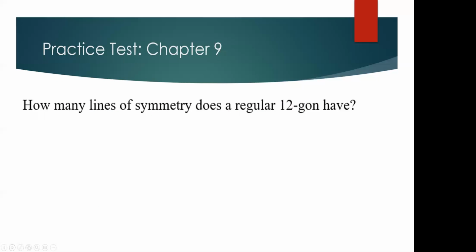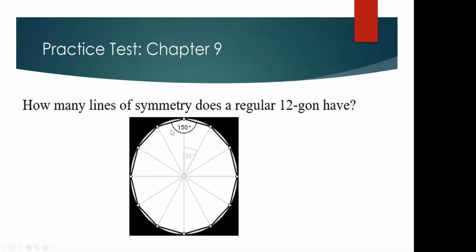Okay. So here we have the question, how many lines of symmetry does a regular 12-gon have? Okay, and so the number of sides is always the same as the number of lines of symmetry. So here is a drawing of a 12-gon, and it has 12 sides, so the number of lines of symmetry is going to be the same. So it's going to have 12 lines of symmetry, because each one of these lines would cut that figure in half.